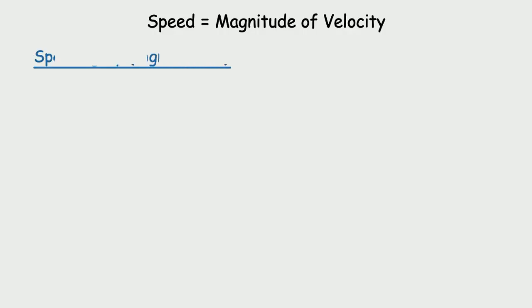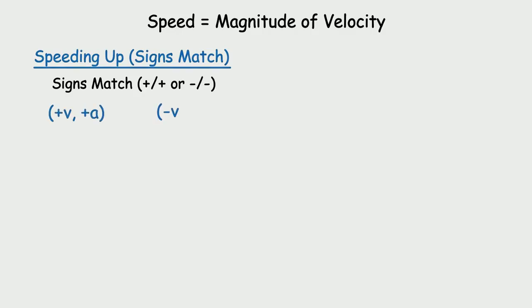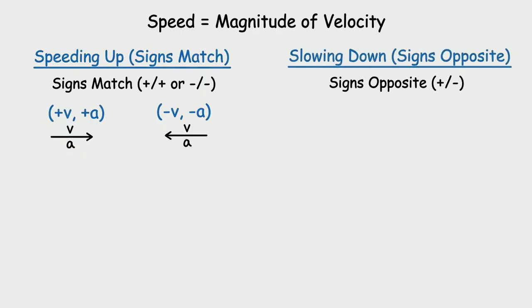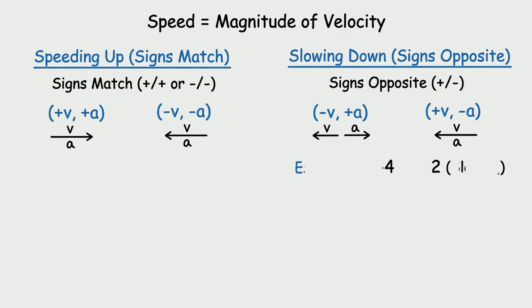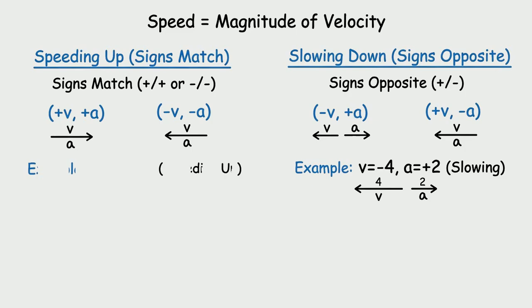One more key idea: direction change. On a velocity time graph, the object changes direction when the graph crosses the time axis, when velocity goes from positive to negative, or vice versa. A change in slope doesn't mean a change in direction, only crossing 0 does. Now, how do distance time graphs and velocity time graphs connect?